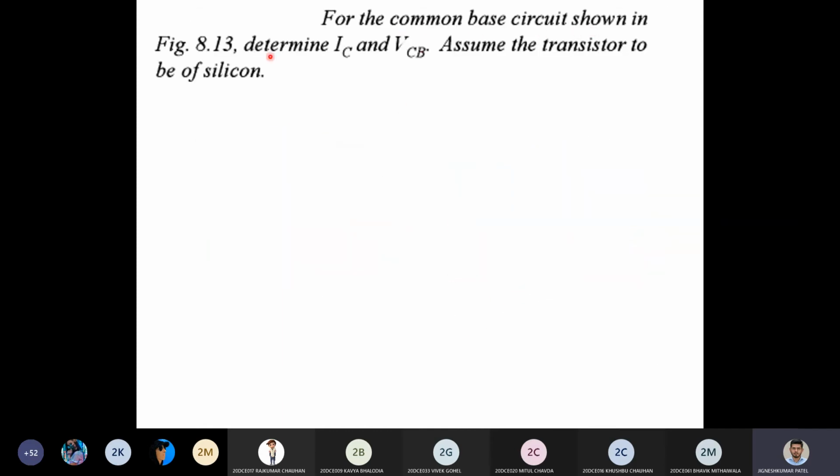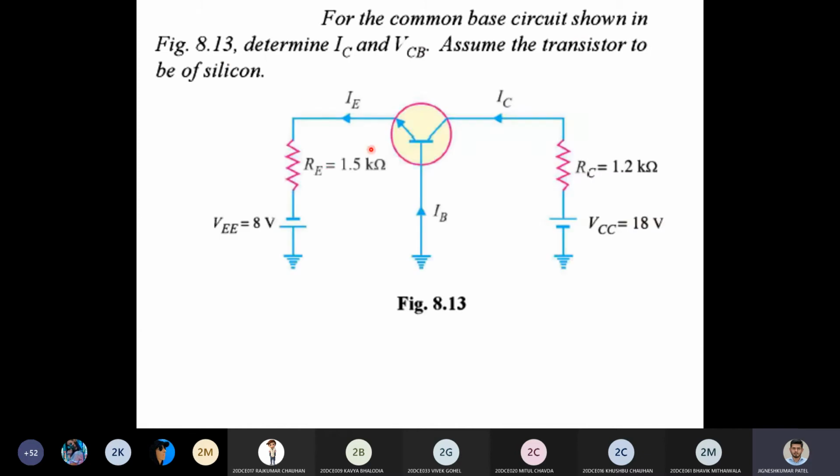For the common base circuit shown in figure 8.13, determine IC and VCB. So this is the circuit. Assume the transistor to be of silicon. Now what we have is a voltage source over here, a resistance on the input side, a resistance on the output side, and an output side voltage. I have been asked to calculate the current IC and VCB. What is VCB? VCB is the voltage between my collector and base. IC is the current in the collector.